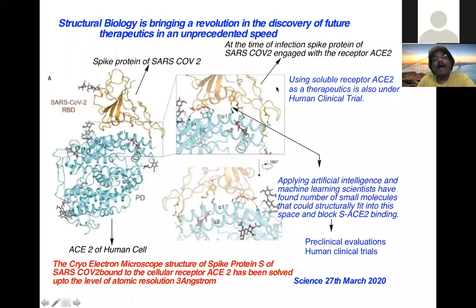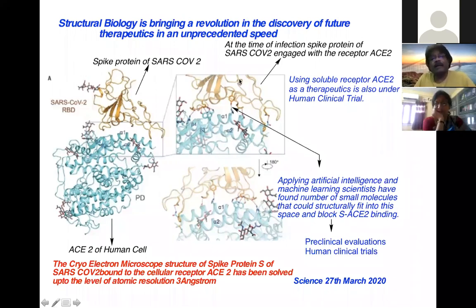Now, another strategy to block this is to flood the system with soluble receptor S2. If you add soluble receptor S2, then the S protein will be tied up by the soluble receptor S2. As a result, the S protein will not get a chance to interact with the cellular S2 protein. Thereby, the viral entry will be inhibited. So this soluble S2 receptor is in human clinical trial now.